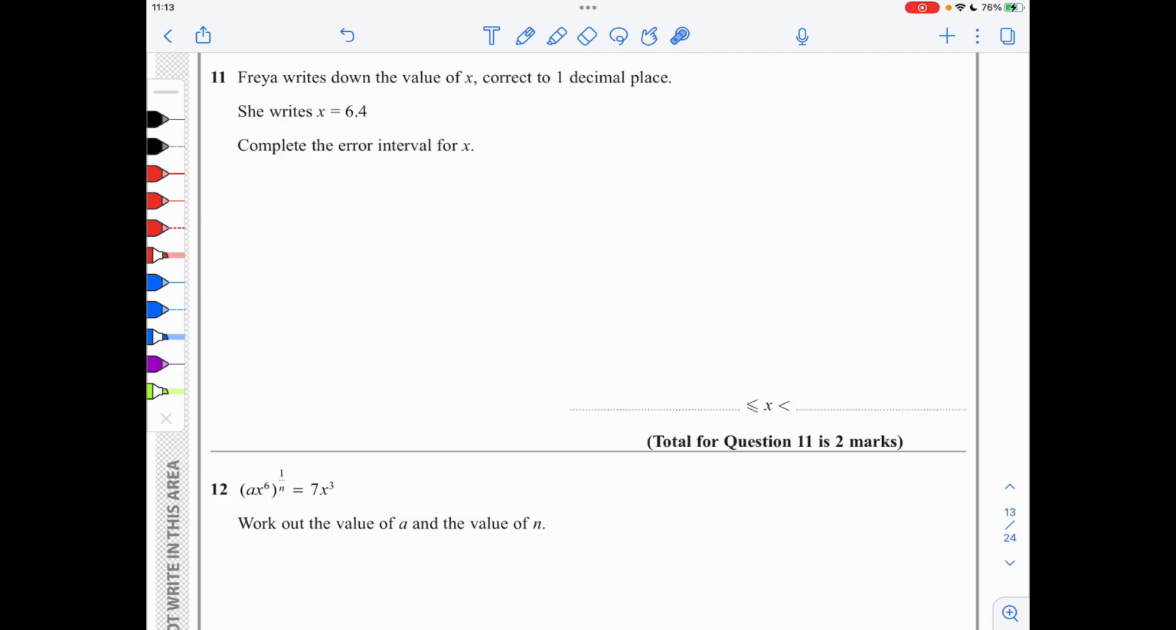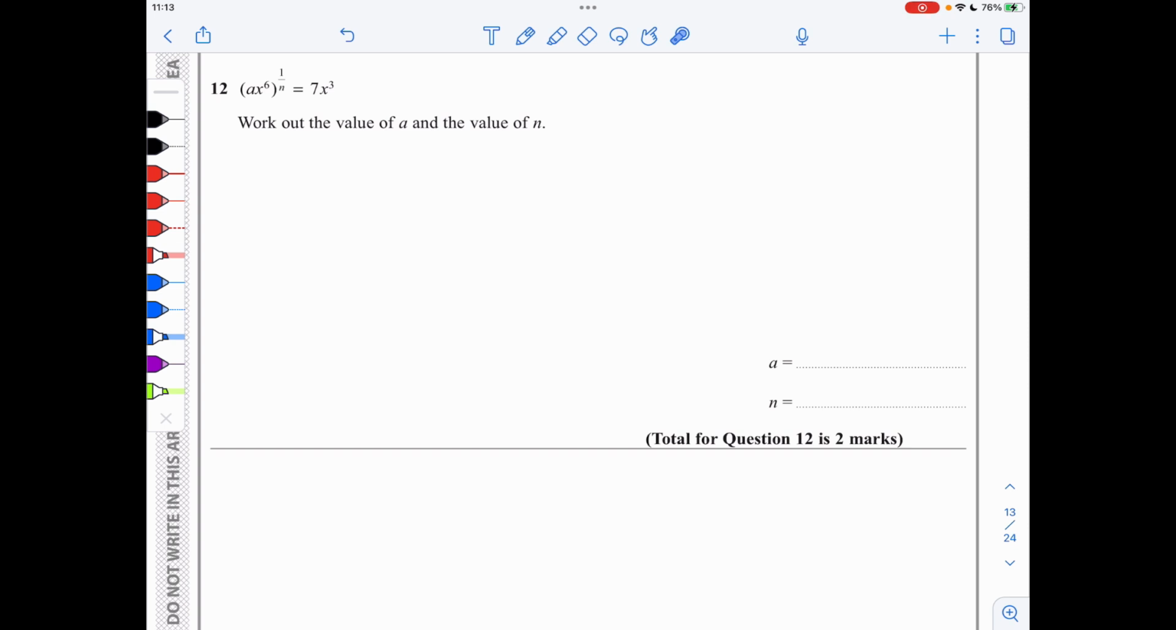In 11, Freya writes down the value of x correct to 1 decimal place. She got 6.4, so she could be anywhere between 6.35 and 6.45, because any value within this interval will round to 6.4 correct to 1 decimal place, and therefore this is the error interval for x.